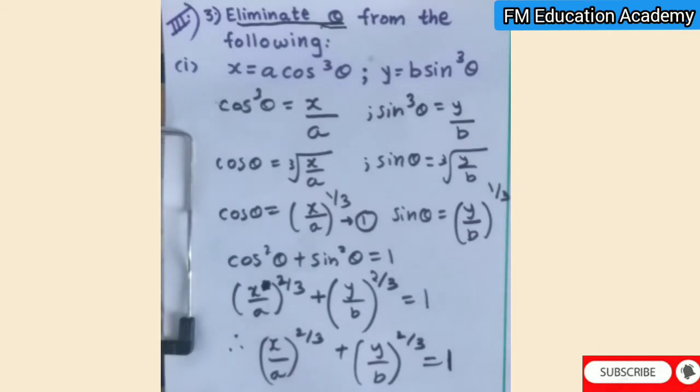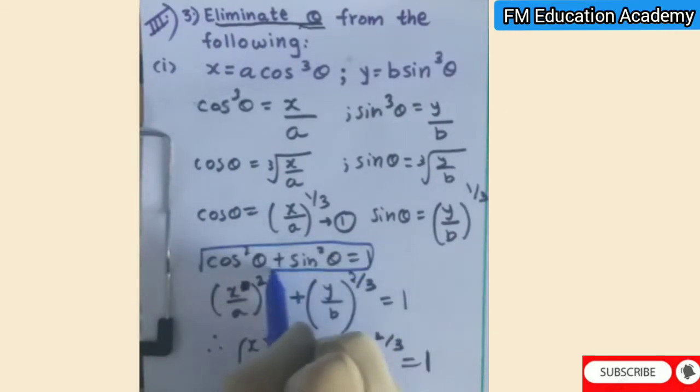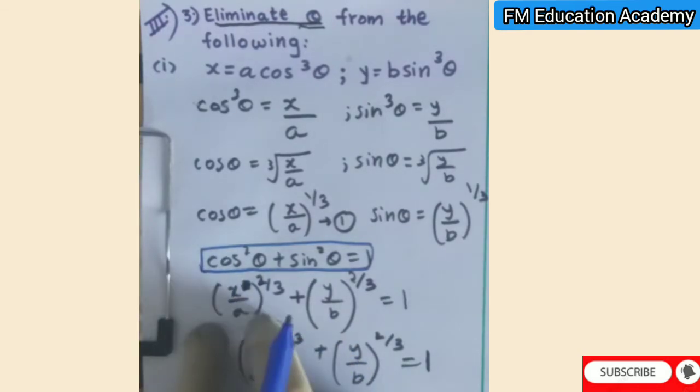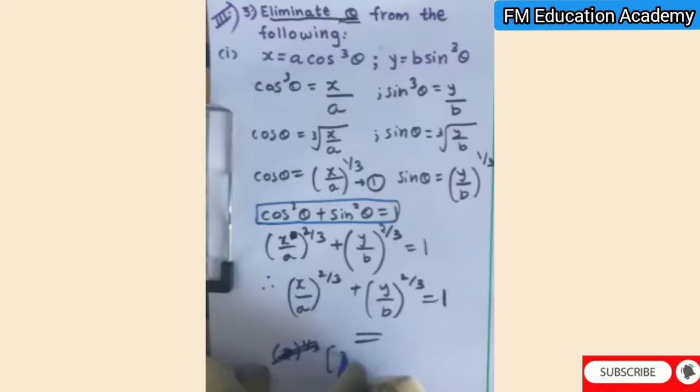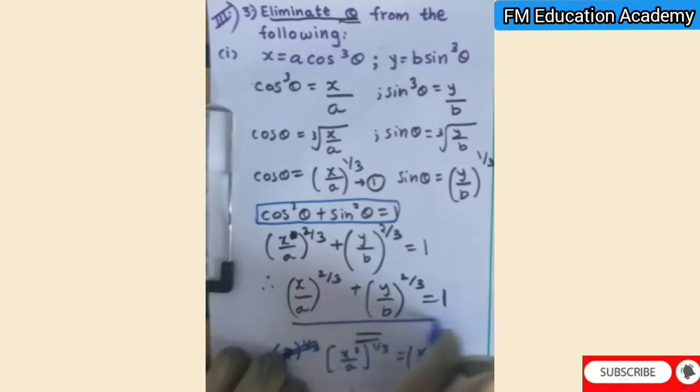Remember, we should have an identity. Here what did we do? It was x by a whole square, whole power 1 by 3. See, x by a whole squared to the power 1 by 3 is nothing but x by a whole power 2 by 3. That is how we got x by a whole power 2 by 3. Similarly, y by b whole squared to the power 1 by 3 will be y by b whole power 2 by 3. So this is our final answer.